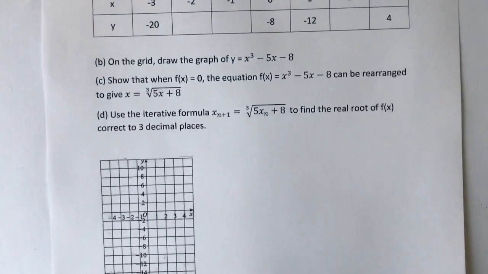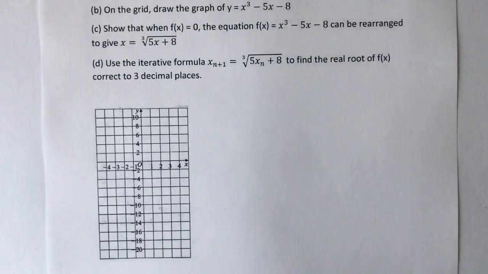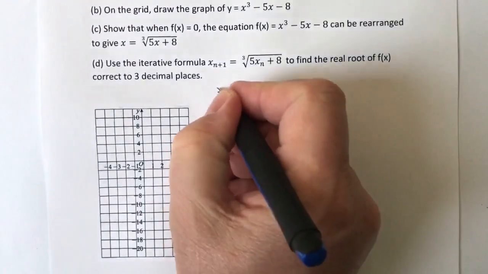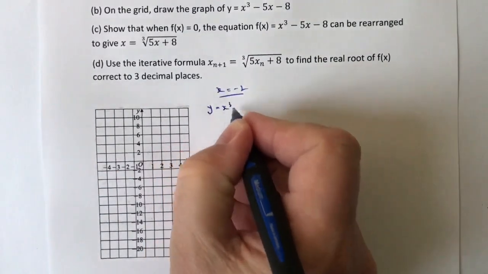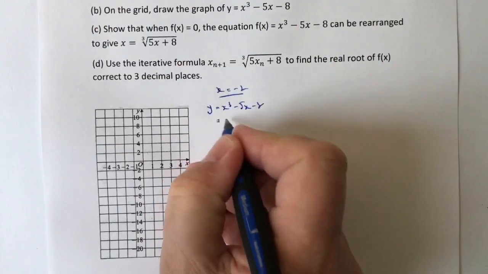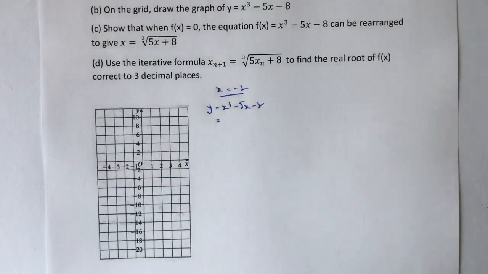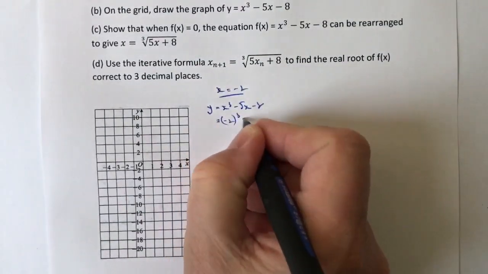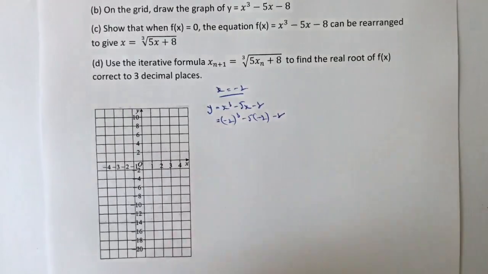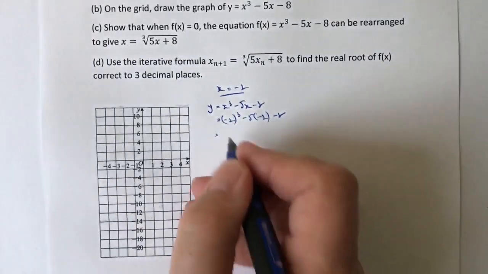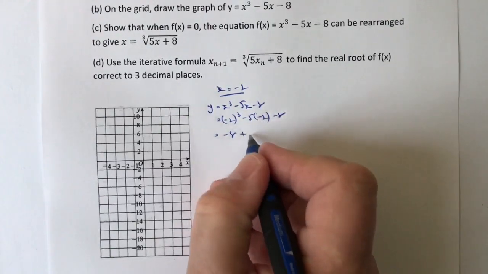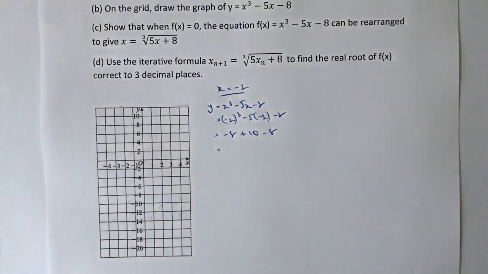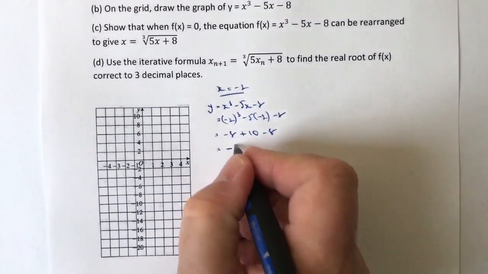Probably the easiest way of doing that, so I'll move down the screen and give myself a little bit of space, is to say when x equals -2, y equals x cubed minus 5x minus 8. Then we take this value of -2 and plug it in. So I get -2 cubed minus 5 times -2 minus 8. -2 cubed is -8. Minus 5 times -2 is plus 10, and then -8 at the bottom. So that's going to give me a value of y of -6.